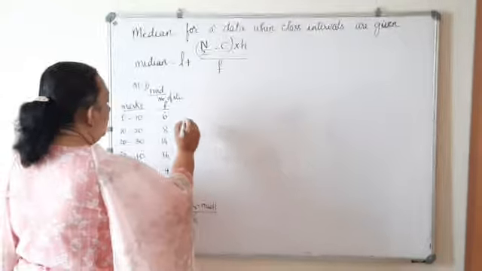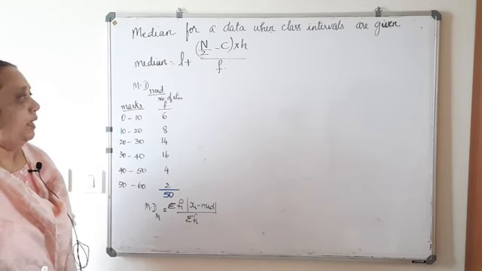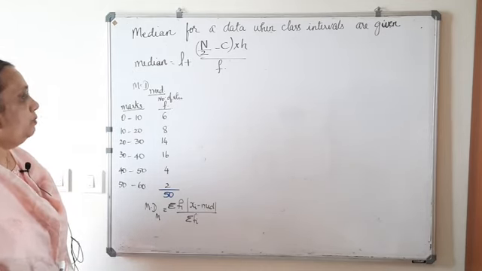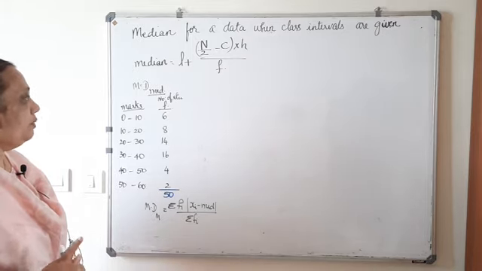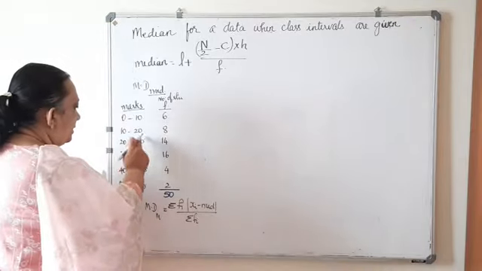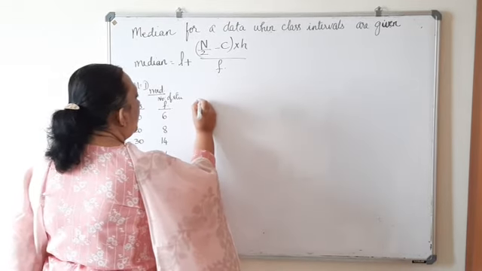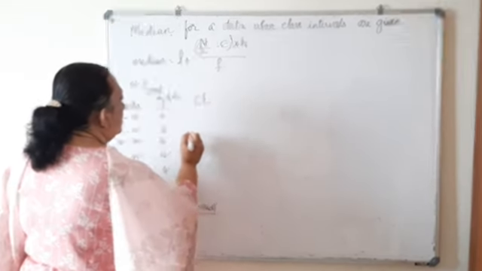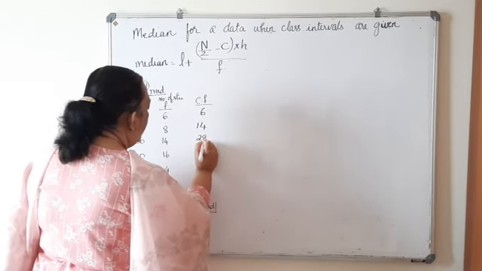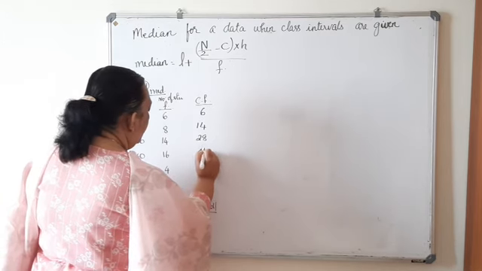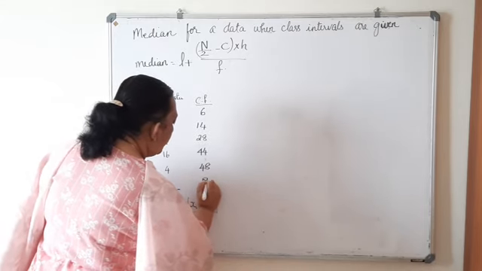Now, write down: median is equal to L plus (N by 2 minus C) into H divided by F. So first, you have to find the median. The class intervals are continuous, so everything is fine with the question. Next, we will find the cumulative frequency. 6 plus 8, 14. 14 plus 14, 28. 28 plus 16 is equal to 44. 44 plus 4 is equal to 48. 48 plus 2 is equal to 50.